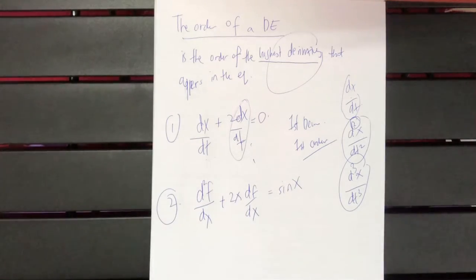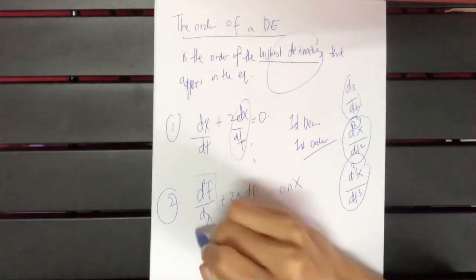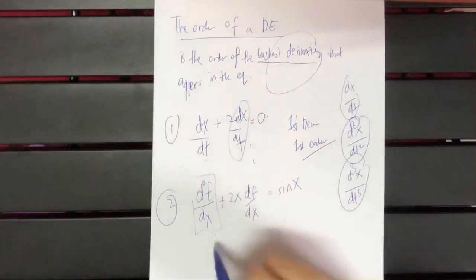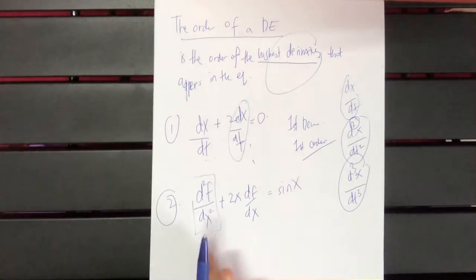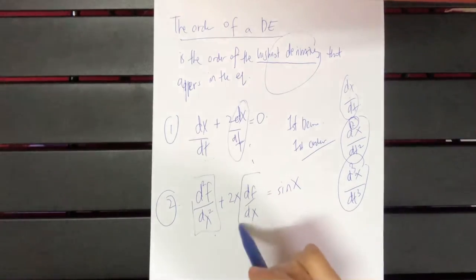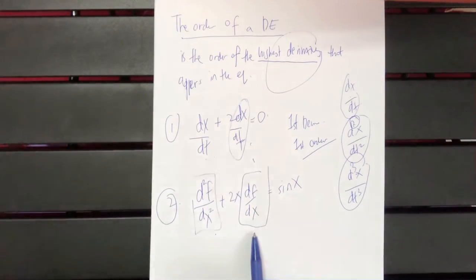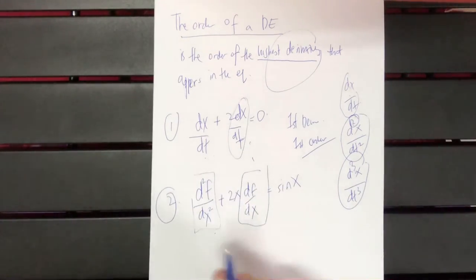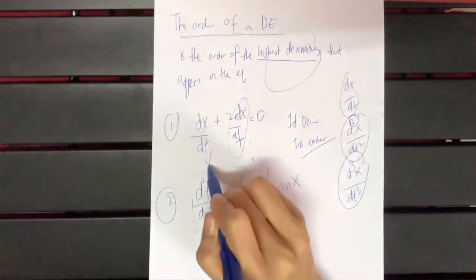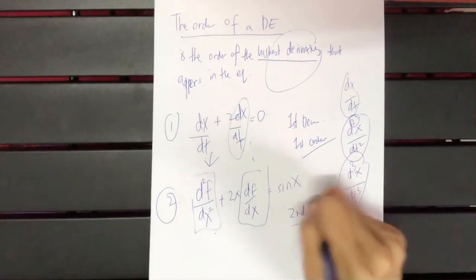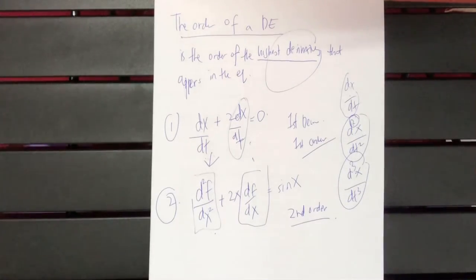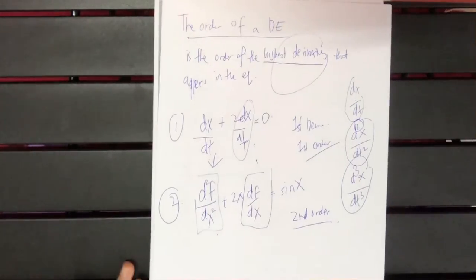So now back to the topic. What's the order? The first term is a second derivative, right? Because there is a 2 here. And how about this one? This one is a first derivative. So for the order of this equation, you must take the highest derivative involved here, which is the second derivative. Therefore, this is a second order equation.